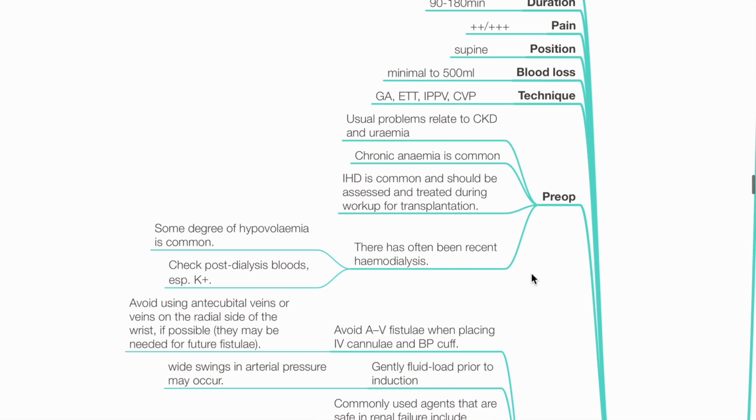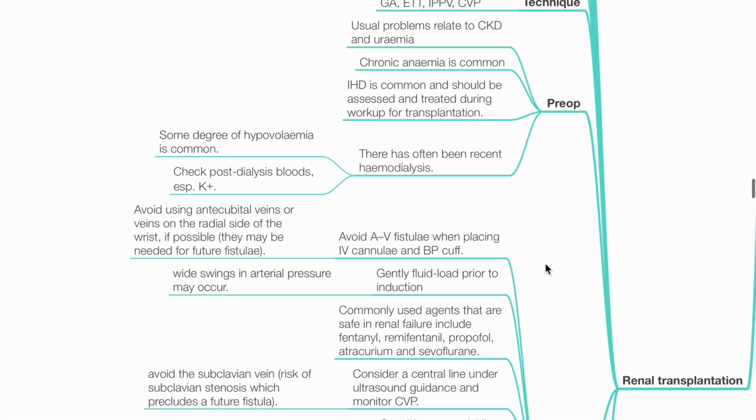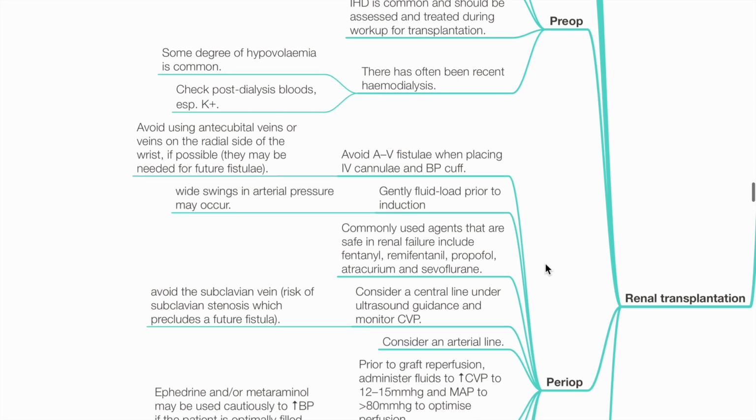Preoperative considerations. Usual problems related to CKD and uremia as mentioned previously. Chronic anemia is common. Ischemic heart disease is common and should be assessed and treated. Recent hemodialysis may have been administered. Some degree of hypovolemia is common. Check post-dialysis investigations, especially serum potassium.